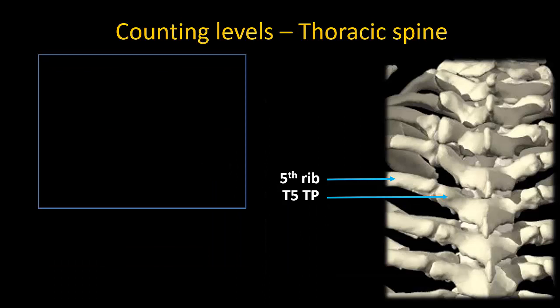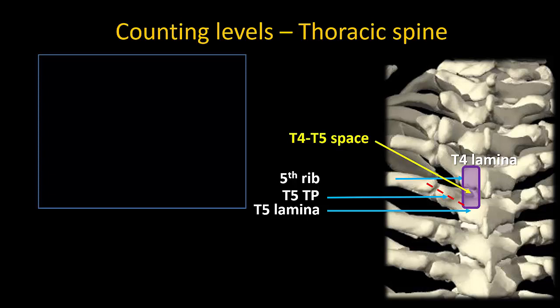When you have found the rib that corresponds to the interspace that you are interested in targeting, slide the probe medially to visualize the transverse process and then the lamina. It's important to note, however, that because of the cranial angle that the transverse process makes with the lamina, the lamina in line with the rib and tip of the transverse process is actually the upper one, the T4 lamina in this case, and the T5 lamina will be lower or more caudal. So in this case, following the fifth rib will lead you to the T4-T5 space.